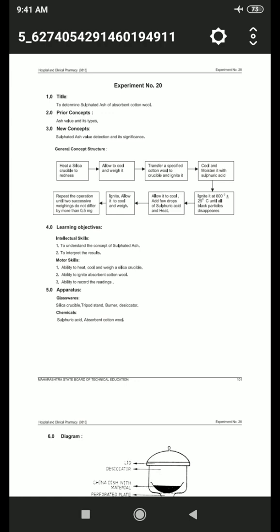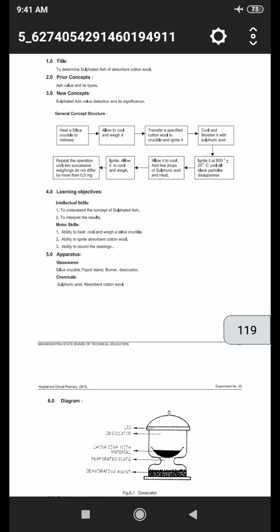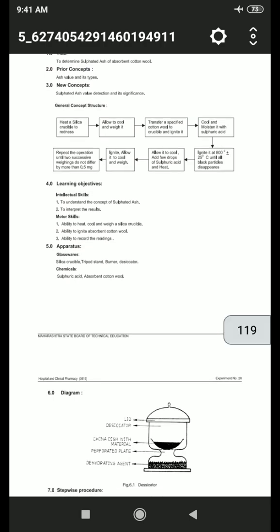Then ash value is the residue remaining after incineration. Inorganic salts, such as carbonates, phosphates, and silicates of sodium, potassium, calcium and magnesium, are known as the ash content. Then ash value is the criterion to judge the identity or purity of the crude drug.